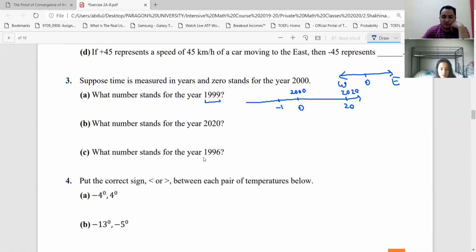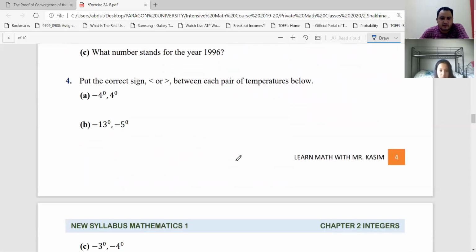And what number stands for the year 1996? -4. Here it is -4. That is 1996. Okay, I get it now. Good. These are very easy questions. You just tell me, I'll write here.